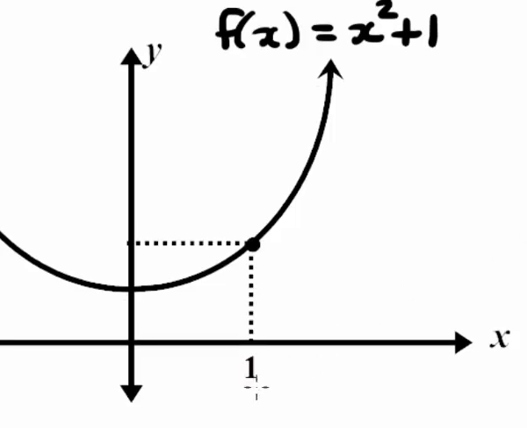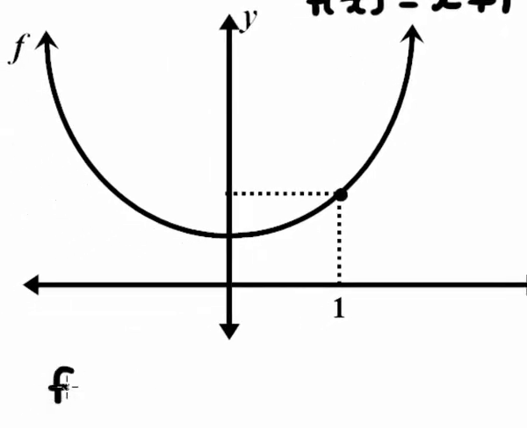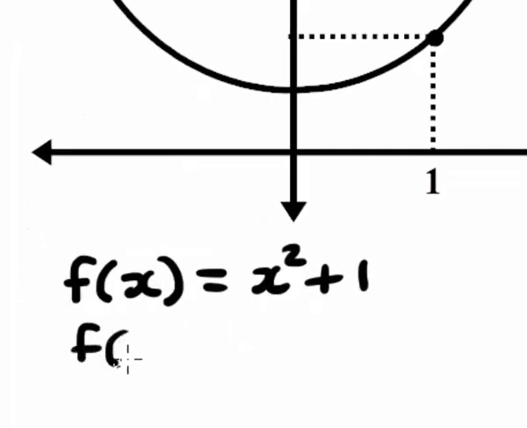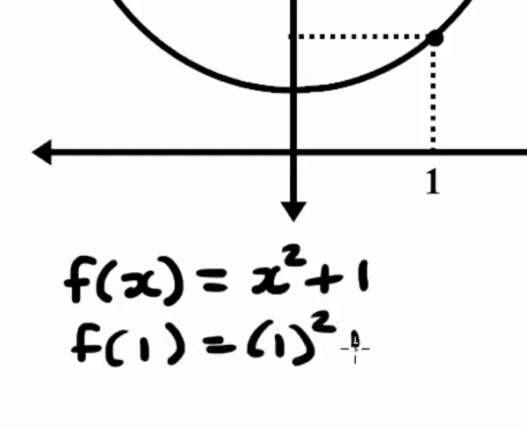Now, if I said to you, if x is 1, you've chosen 1. I just made it up. You could choose any x value you like. If x is 1, what would the y value be? Well, we know that f(x) is x squared plus 1. So how do we get the corresponding y value? We replace all the x's with 1. And what do we get? 1 squared plus 1 is 2. So the y value here, which is f(1), is 2 there. Pretty easy to understand.